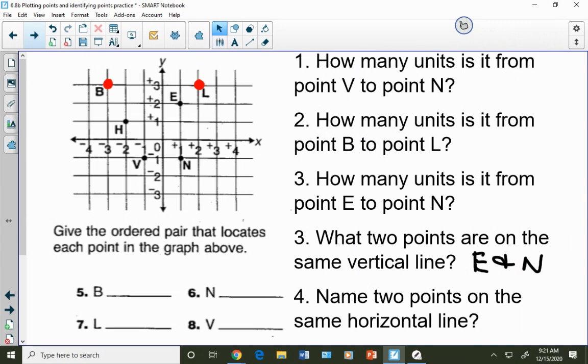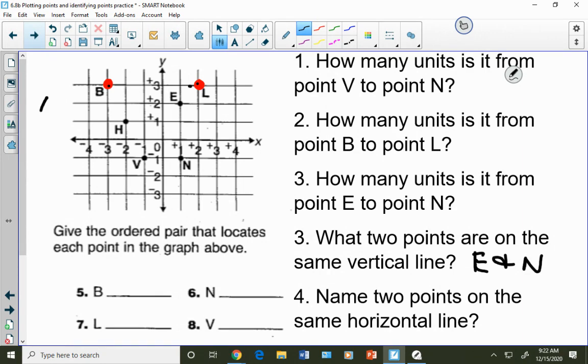So how many units is it in between these points? So it's 1, 2, 3, 4, 5. We did that a minute ago. It's 5 units. Now, how do we know they're on the same horizontal line? Because they're on 3 on the y-axis, and 3 will be the coordinate for y for both of them.